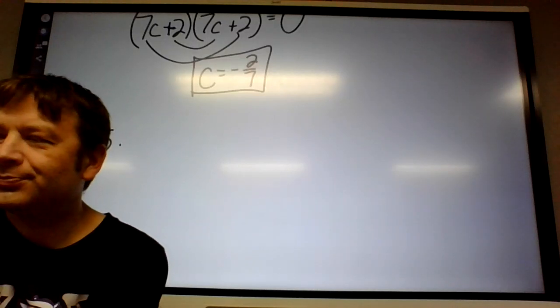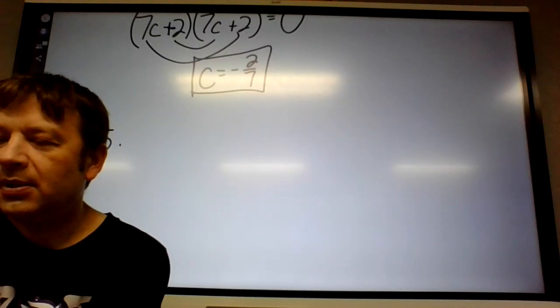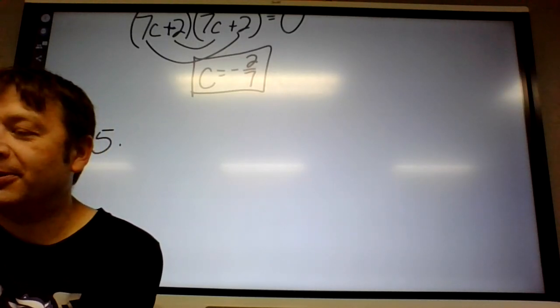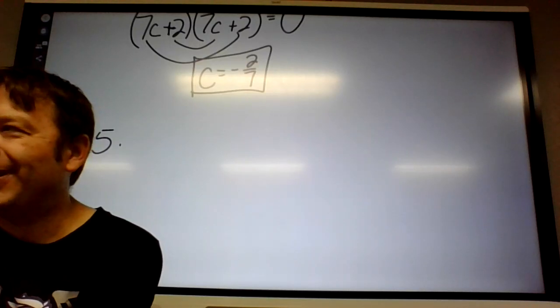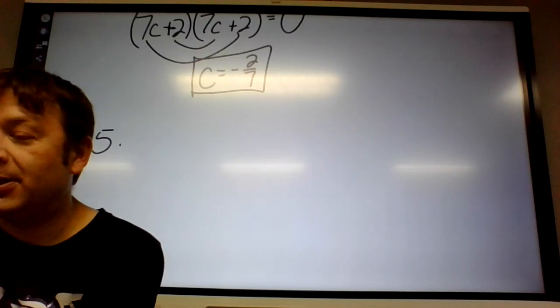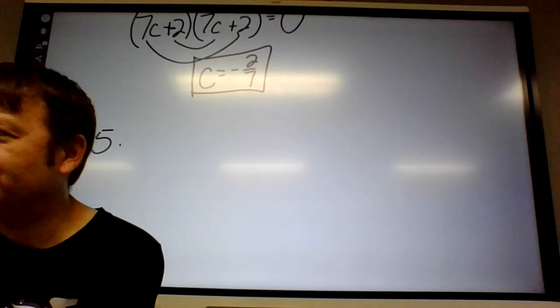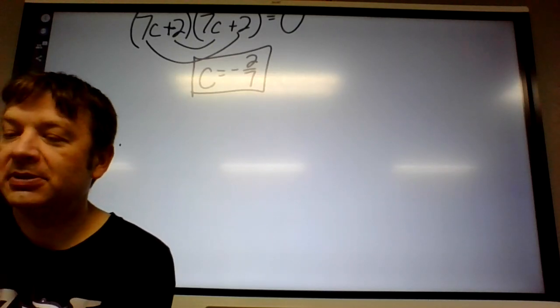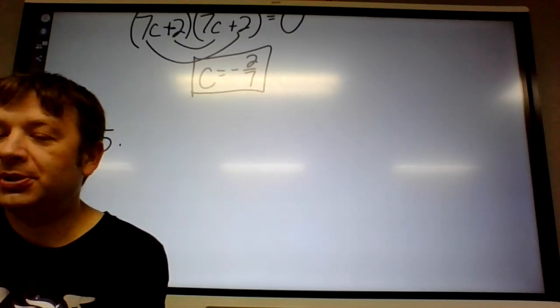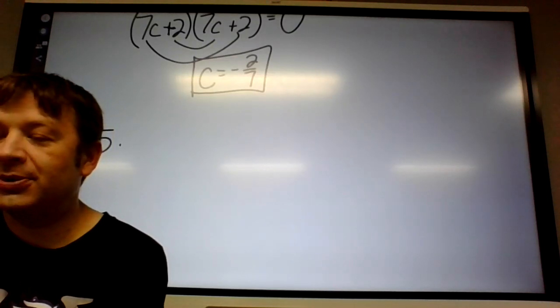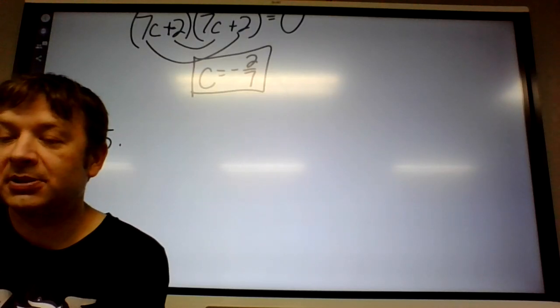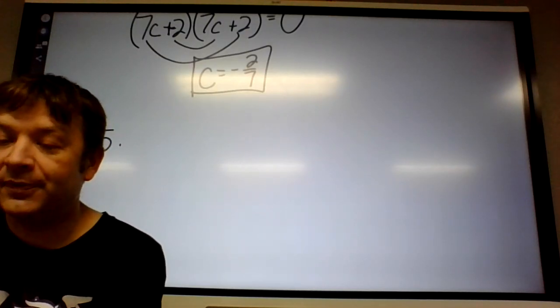Okay, 26 is what we were talking about. When you square root the right side, 9 becomes plus or minus 3. Remember that? So you should get 2 answers on number 26 because the square root of 9 is positive or negative 3.